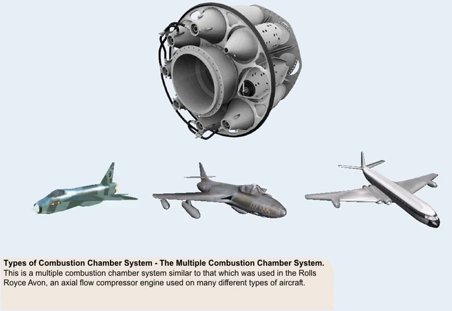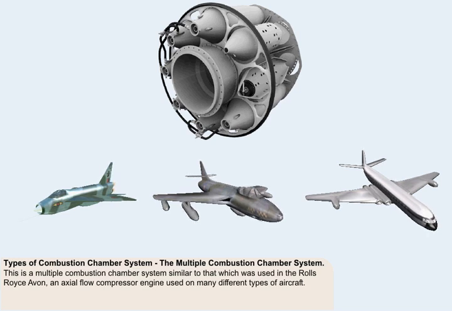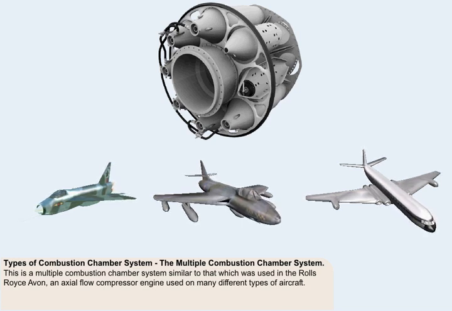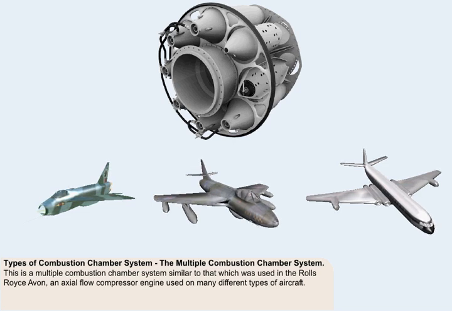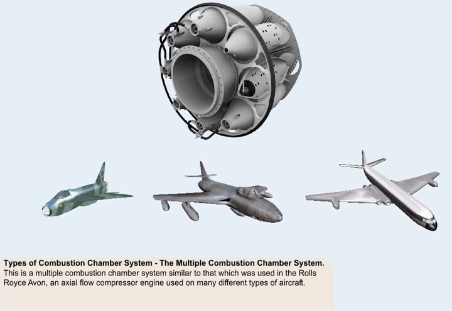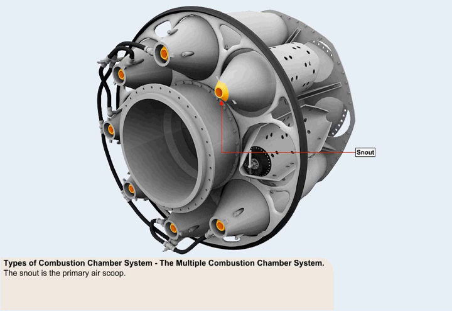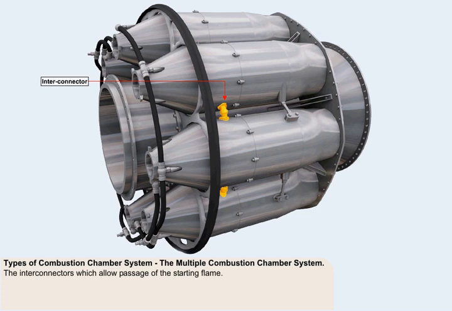This picture shows a multiple combustion chamber system similar to that used in the Rolls-Royce Avon, which was a powerful, for its time, axial flow compressor engine used on many different types of aircraft, both military and commercial, fighter and transport, for a considerable number of years. Shown here are the snout, the primary air scoop, the interconnectors, and the drain tubes.